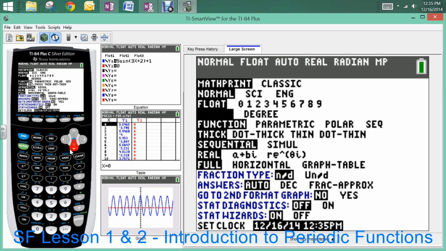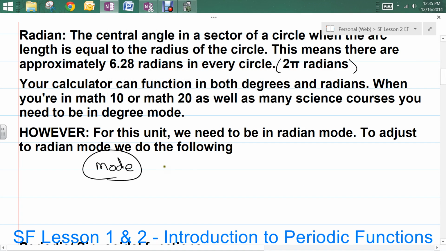Keep in mind, if you're doing physics and you're talking about momentum, or Science 30 and some of the physics stuff that you do in Science 30, you will need to switch back and forth between degree mode and radian mode. So you'll just have to start watching for that. But you just fix that. So make sure radian is highlighted. Okay? You need to make sure radian is highlighted.